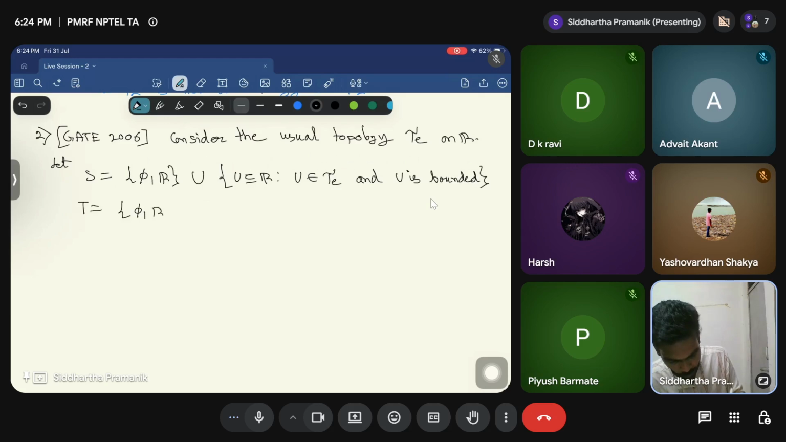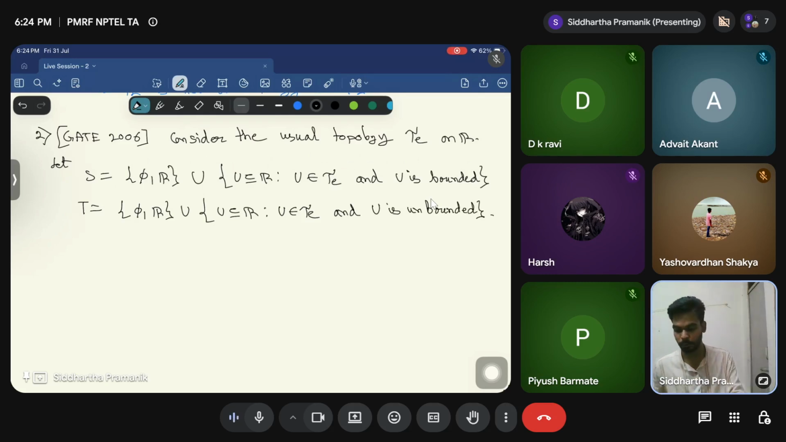phi, R, and all those subsets U of R such that U belongs to tau E and U is unbounded. So we have two collections. Again, we have to check which one is a topology and which one is not.